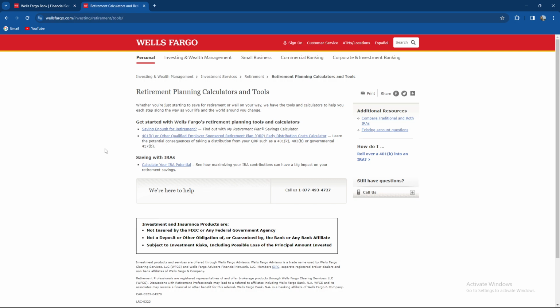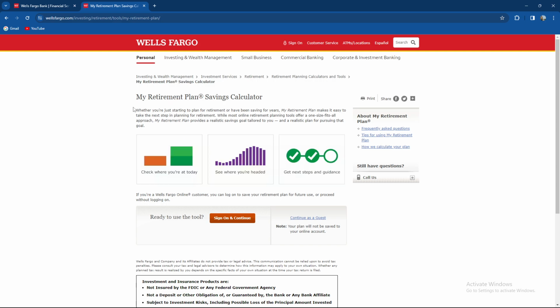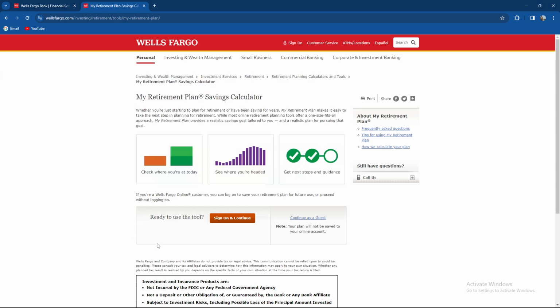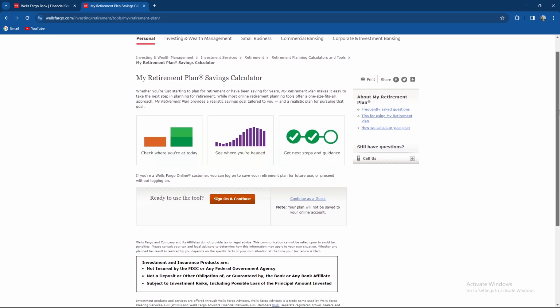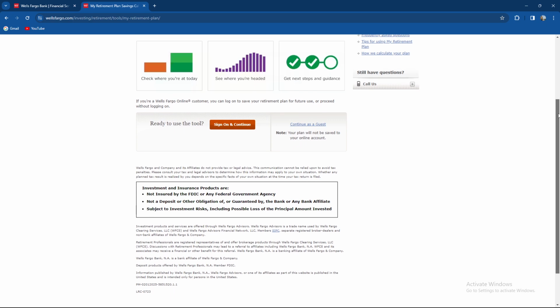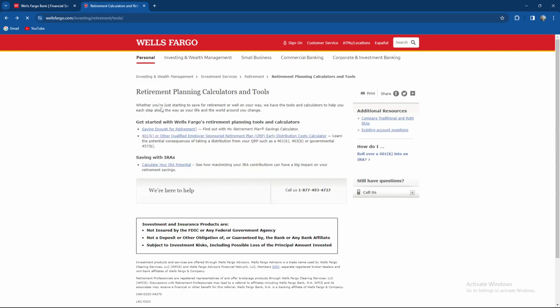Basically, you can get started with Wells Fargo retirement planning tools and calculator. So we have their retirement plan savings calculator. You need to sign on and start calculating. Click where you are today, see where you're headed and get next steps and guidance. So this is quite a nice option.